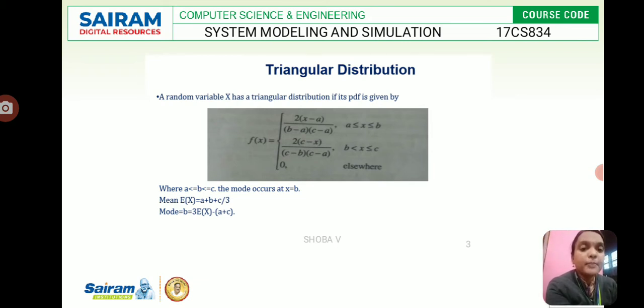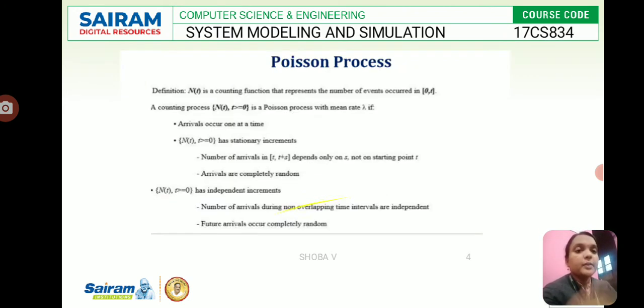So we can take mean as A plus B plus C divided by 3. Why? Because we have 3 variables, so they have taken these 3 variables. And mode equal to B equals 3 E of x minus A plus C. So this is the mode. Why? Because B is the common one, so they have taken the mode to occur at the random variable B.